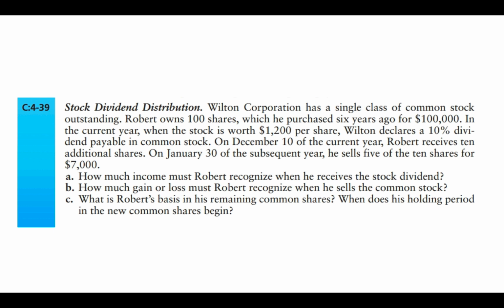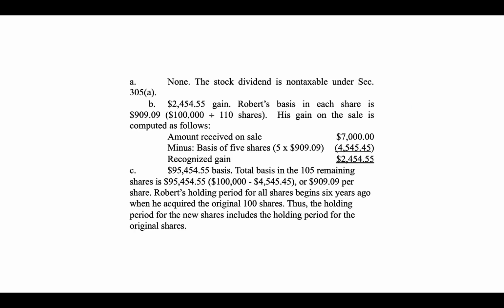Now, Robert's basis in the remaining shares is going to be $100,000 minus the basis in the shares he sold. So in Part B, we calculated that. He sold 5 shares. The basis was $4,545.45. So the basis remaining is $100,000 minus that number.